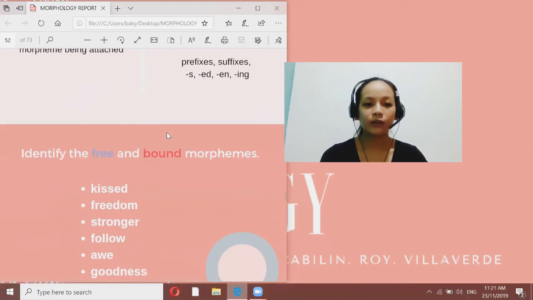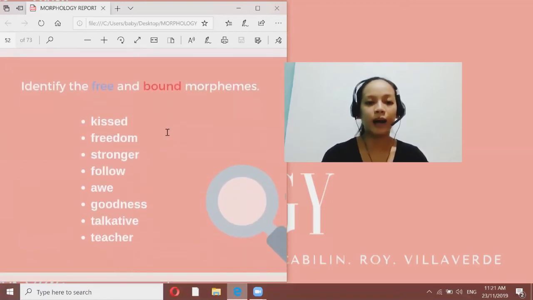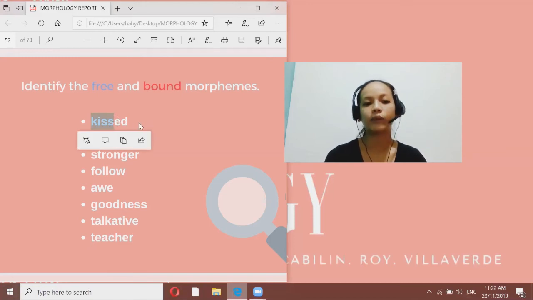So let's try to identify the free and the bound morphemes in these words. Remember, a free morpheme can stand on its own, while a bound morpheme has to be attached to a word in order to become meaningful. So for the word kissed, our free morpheme here is the word kiss. And then we add the bound morpheme ed.